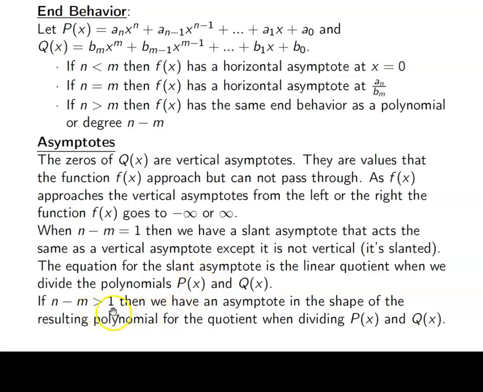So, if this difference is larger than 1, then the result is going to be an asymptote that takes on the shape we would get when we divide the two. If the difference is 2, I'm going to have a quadratic type of asymptote. If the difference is 4, I'm going to have an asymptote that again takes on a quadratic shape, because a 4th degree polynomial and a 2nd degree polynomial basically have a parabolic shape.